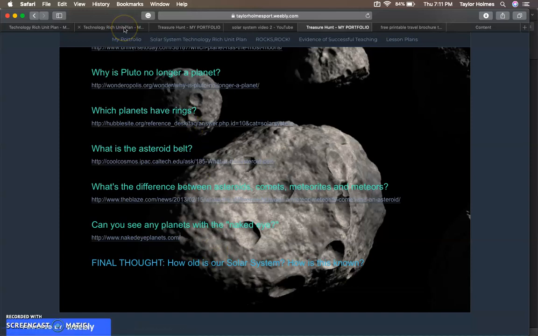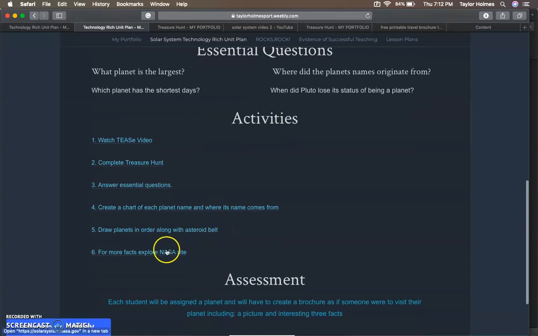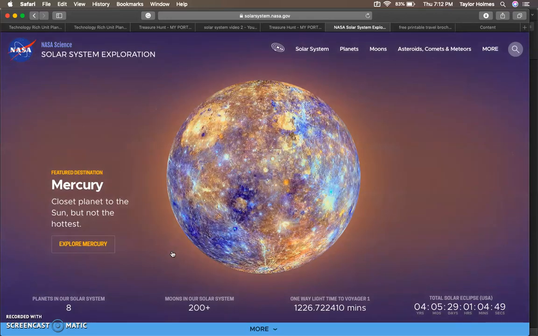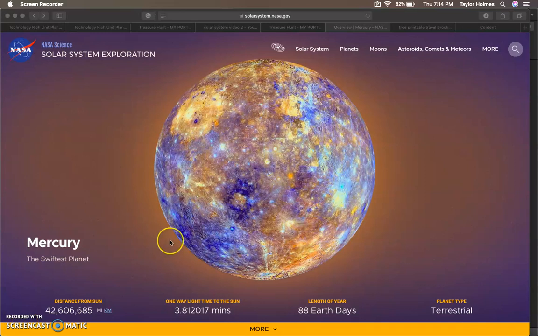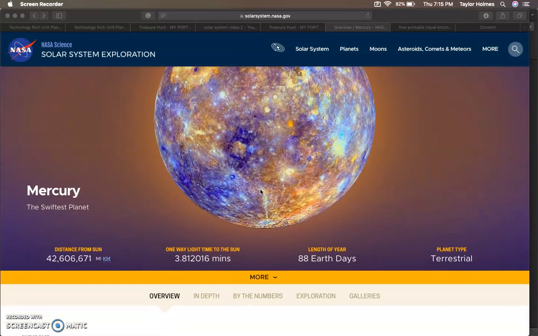Next, each student will be given their planet, and they've already been separated into the planets. The students will go to the NASA website for their information about their planet. Say the students' group gets Mercury. If Mercury is their group planet, they will go through the NASA website, and it's very accurate because you see it changing every time.